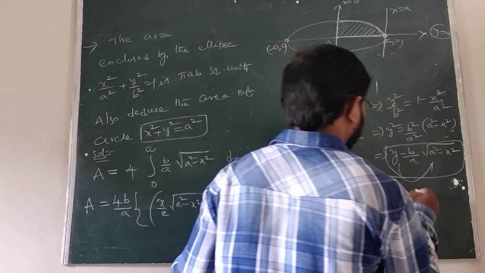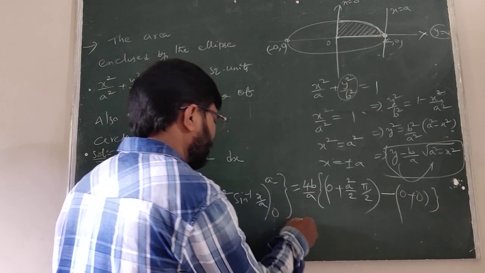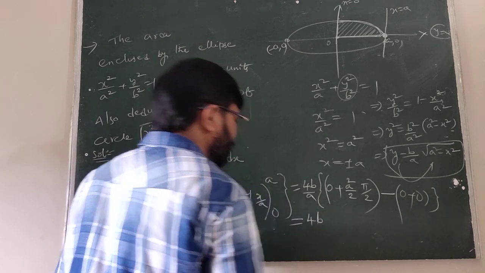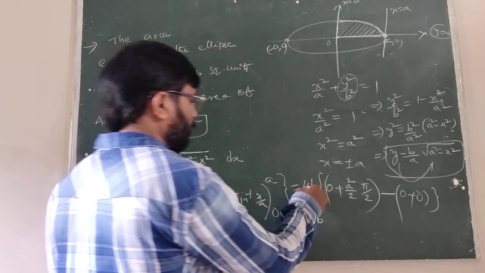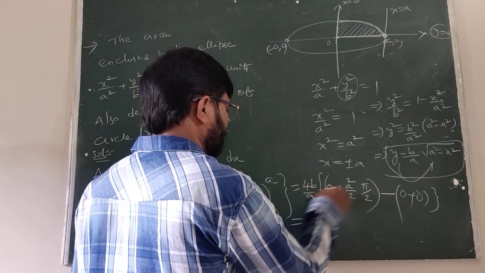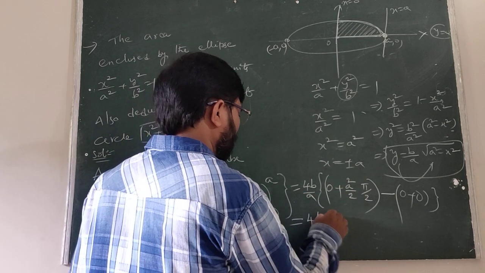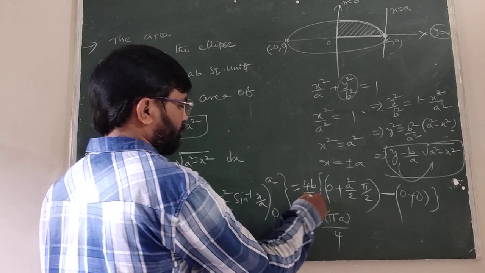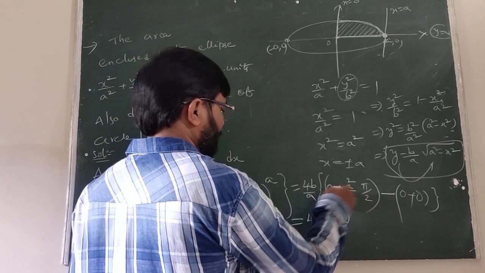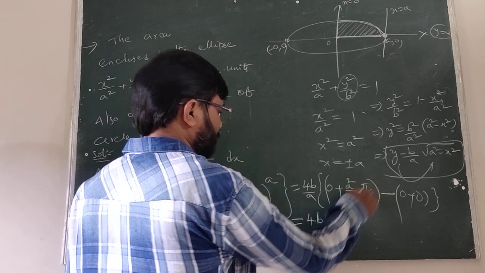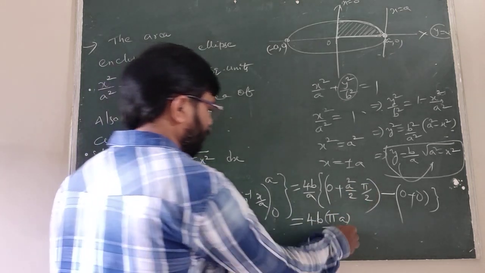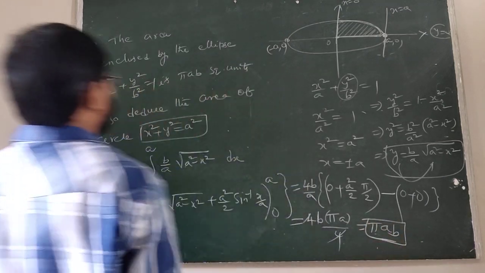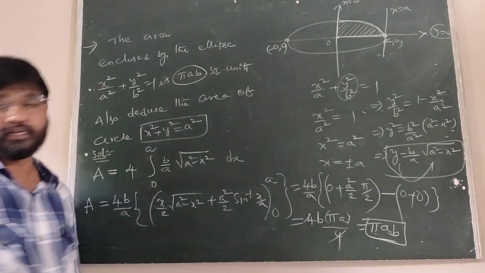Therefore, we can write 4b by a times pi a square by 4. One a cancels, that is a into b, ab. Therefore pi is there. After that, 4 cancels. What is the required area? Pi ab. This is our required area, one of the important ones.